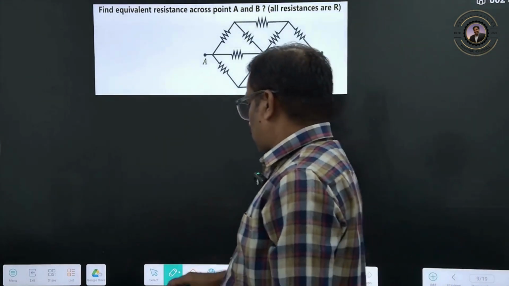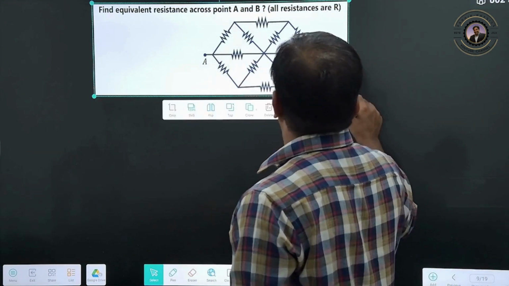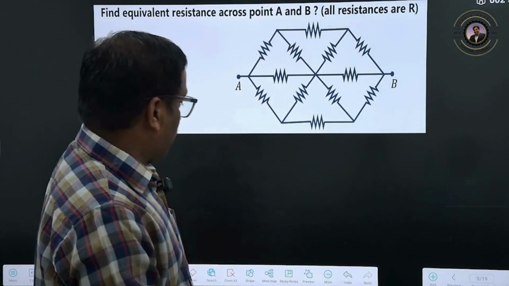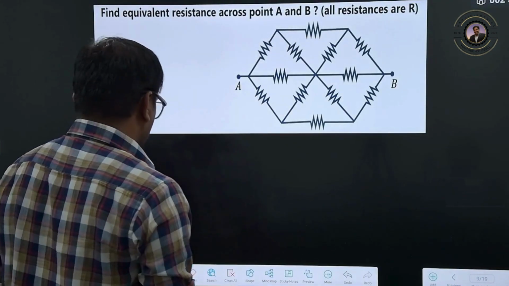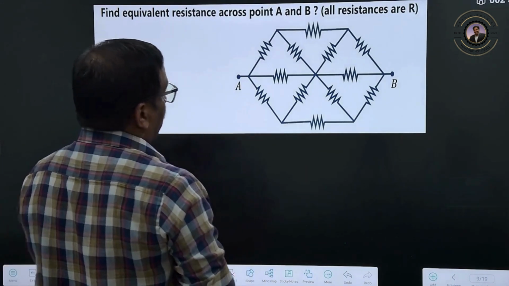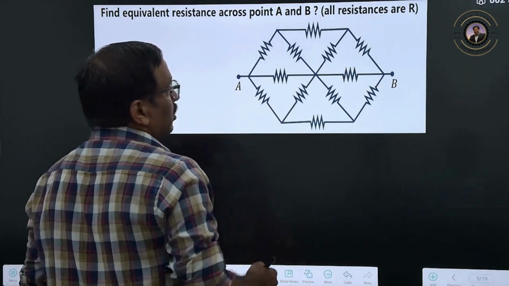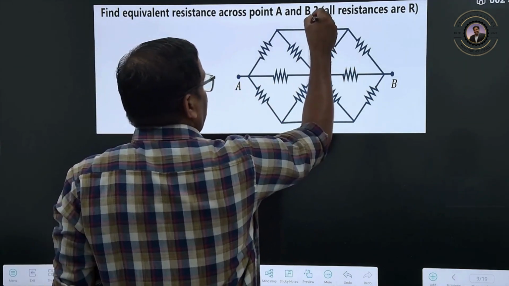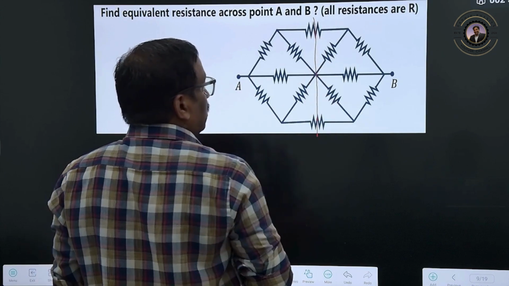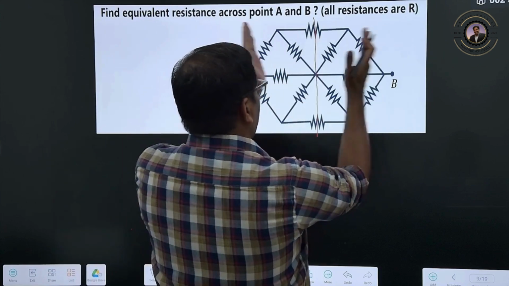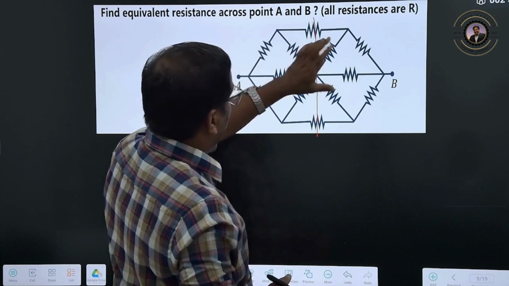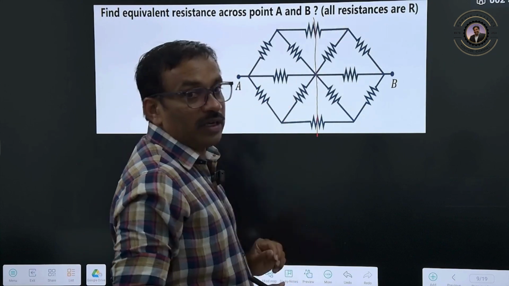Right, we'll see this question now. Here also it looks like a symmetry. Here we want to calculate AB. So we can draw the symmetrical line here. This is one symmetrical line, so it is equally divided. You can see these two parts are equally divided, this part and this part.